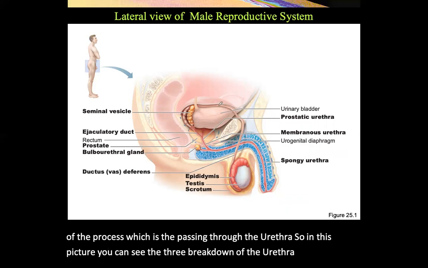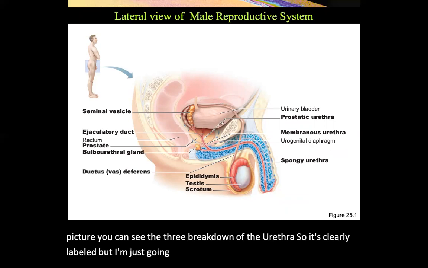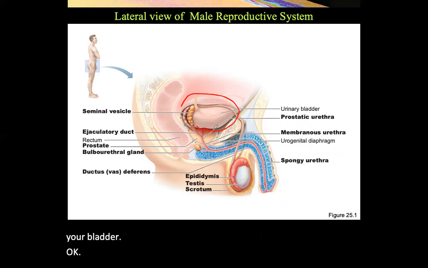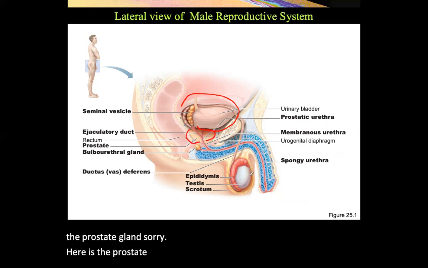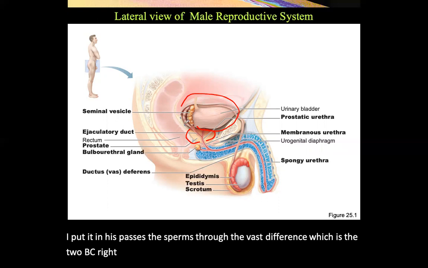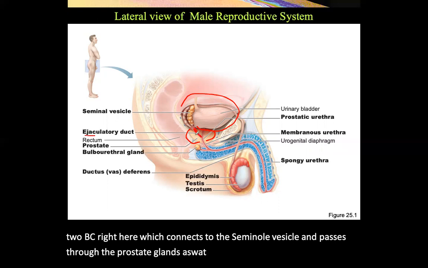It's clearly labeled, but I'm just going to walk you through this. Up here is your bladder. Right underneath the bladder, you have the prostate gland. And here's the penis. Here are the testes. This is the epididymis. The epididymis passes the sperm through the vas deferens, which is the tube you see right here, which connects to the seminal vesicle and passes through the prostate gland as the ejaculatory duct, which is this tube right here.